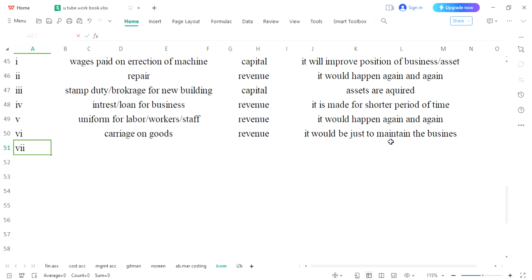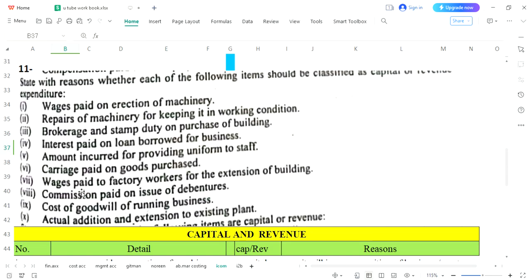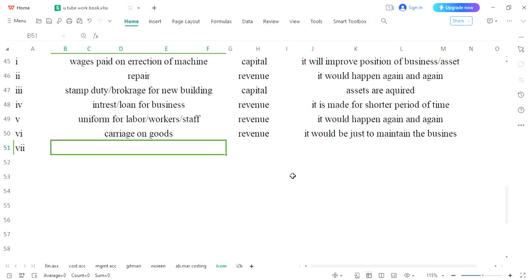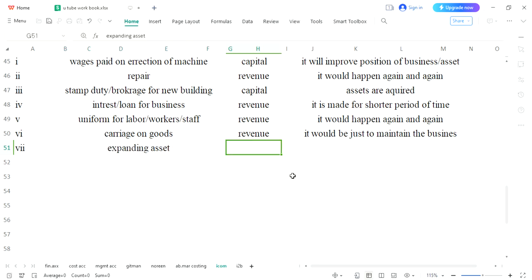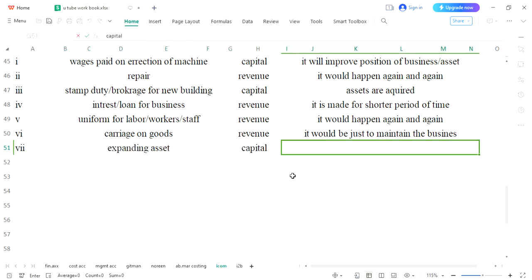Now number seven we will see, wages paid for the factory workers for extension. Please underline extension. Extension means an extra room you are building, an extra floor you are building, or you are increasing your building area. So it is called extension of building. It means a new asset, or you are expanding your asset. And since you are increasing asset value, it would be called capital.